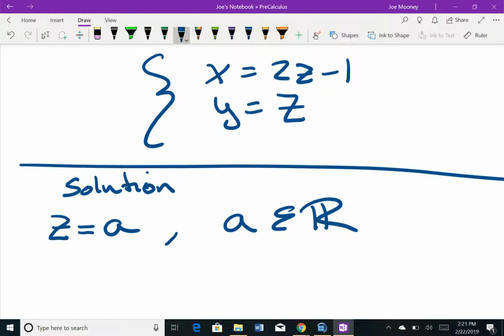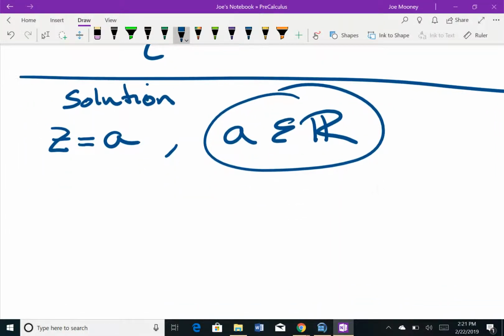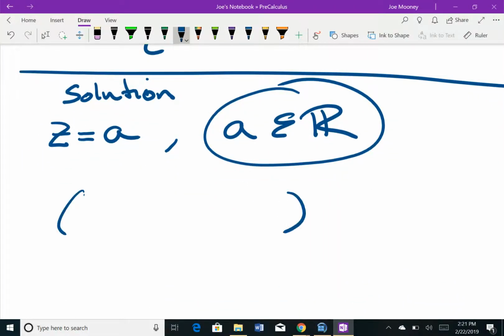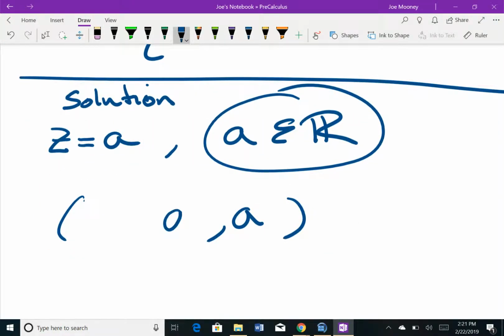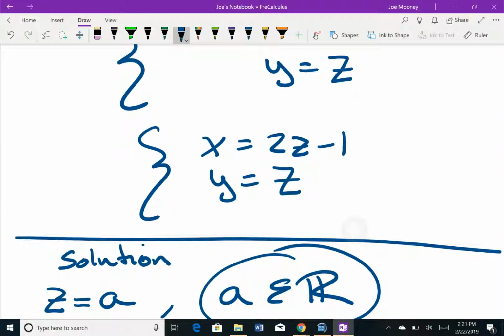So X and Y are defined by Z, but Z is going to have a number based on this other variable A. You can use anything you want, but define it, right? So what that means is you've got an ordered triple. Z is going to be A. What was Y equal to? Y was equal to Z, and Z is A. So there you go. And then what was X equal to?